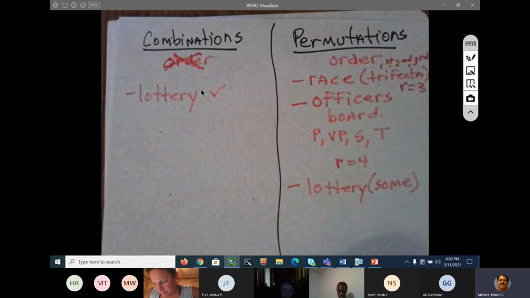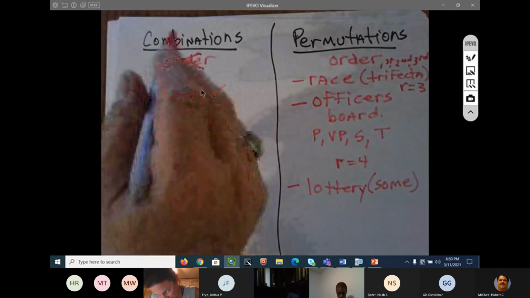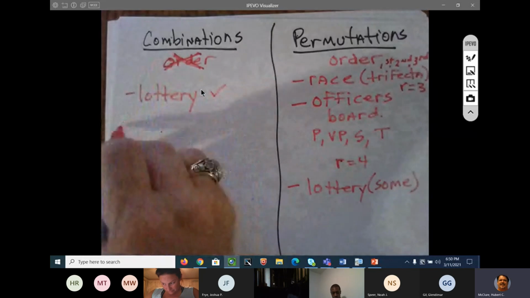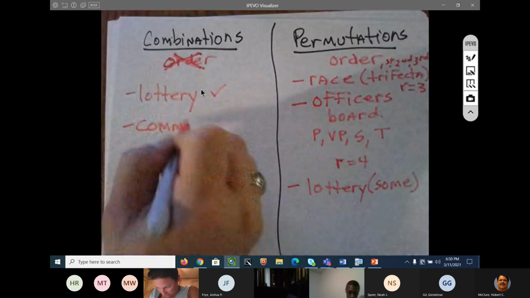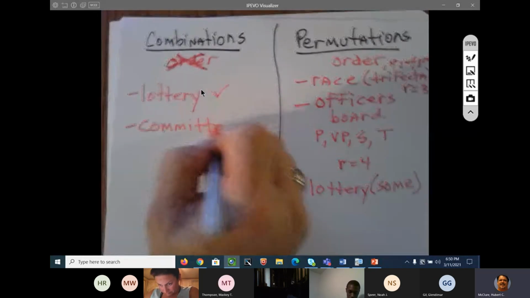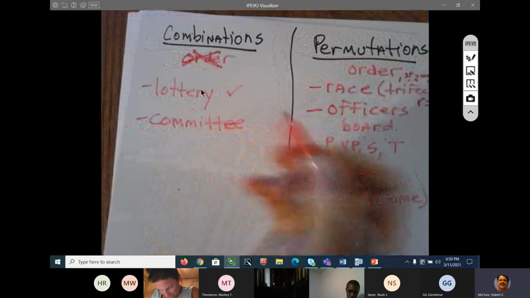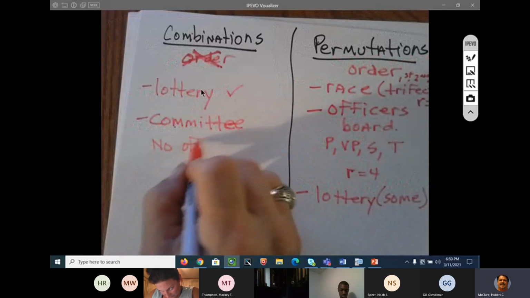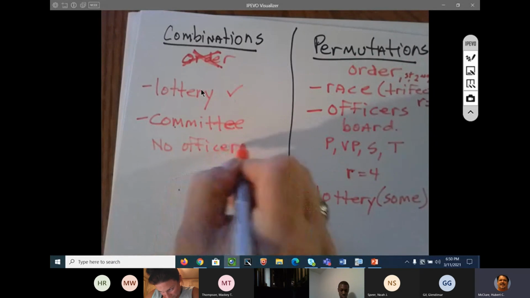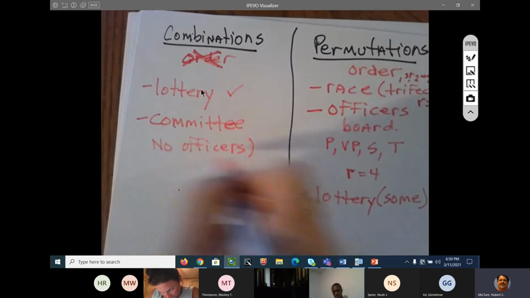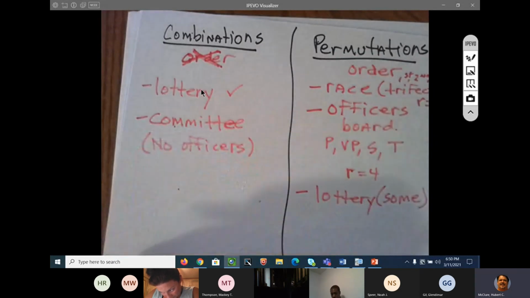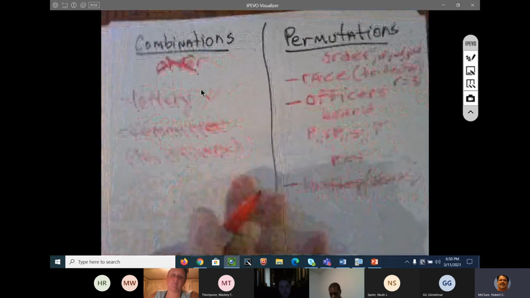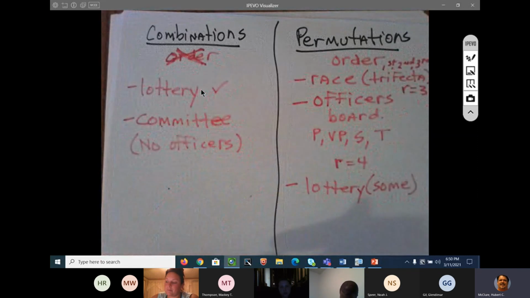Most of your lottery questions are going to be on this side. Committee questions. Why committee versus board? Because committee has no officers, unless you're in a Southern Baptist church. Because if you're in a Southern Baptist church, you have a committee for the bathroom, okay? And you have to have a chairman and a vice chairman and all that stuff.